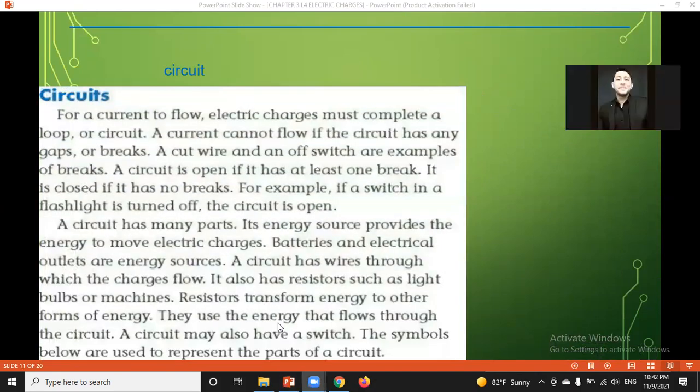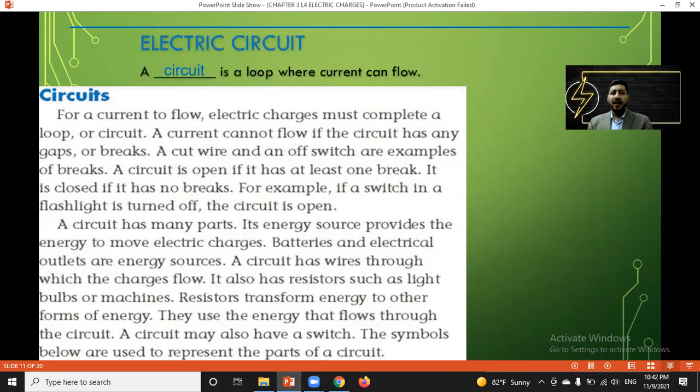Let's take a look at the electric circuit. Our lesson is: how do electric charges flow in a circuit? What is a circuit? A circuit is a loop where the electric current can pass through it. A loop or a way where electric current flows through it. That's what I mean by electric circuit.